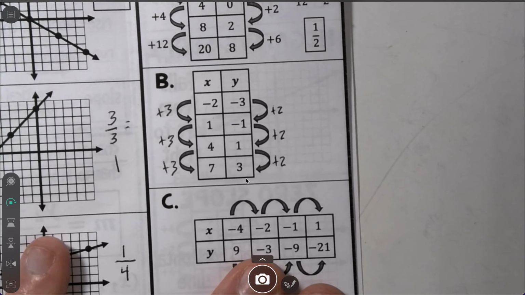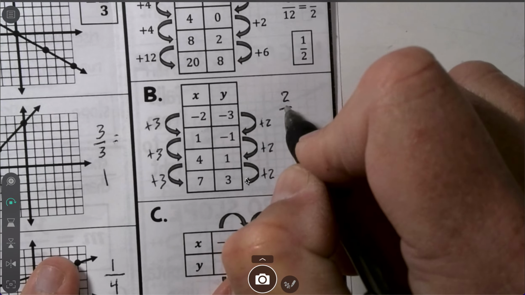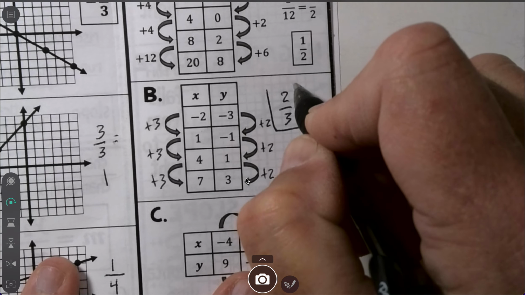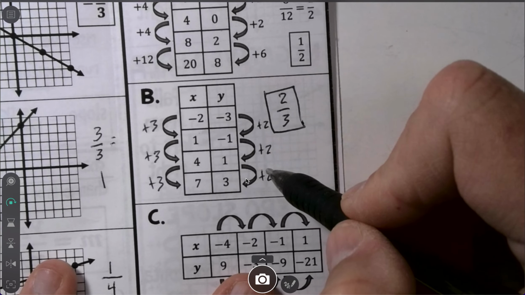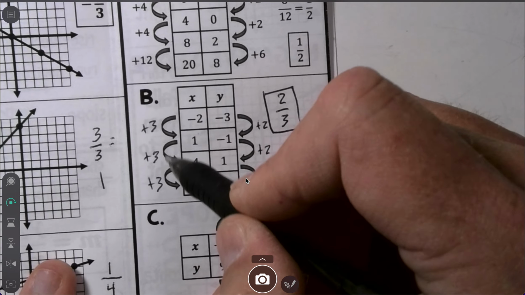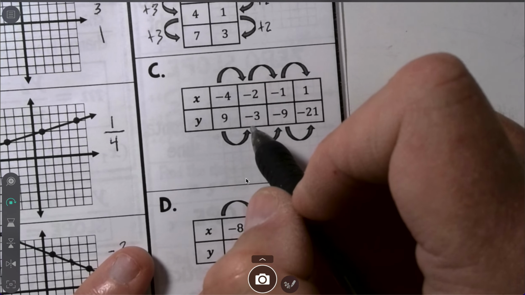So how do I set that up as a ratio then? It's just 2 over 3. And that one won't even simplify. The change in y is 2, and the change in x is 3. So I can set that up as a ratio. All right, what if the table's laying on its side?